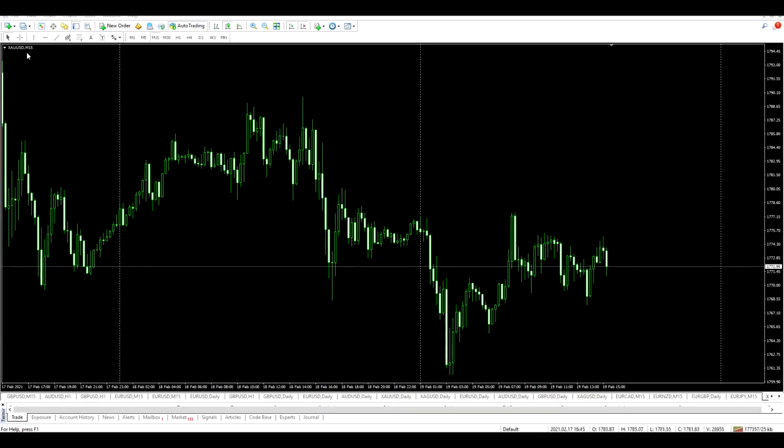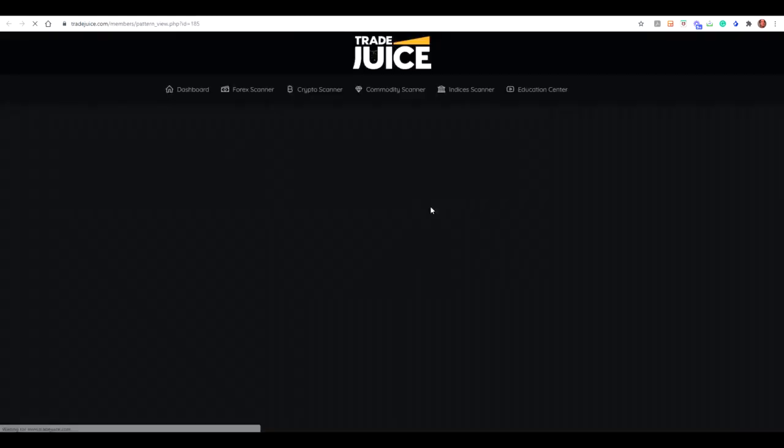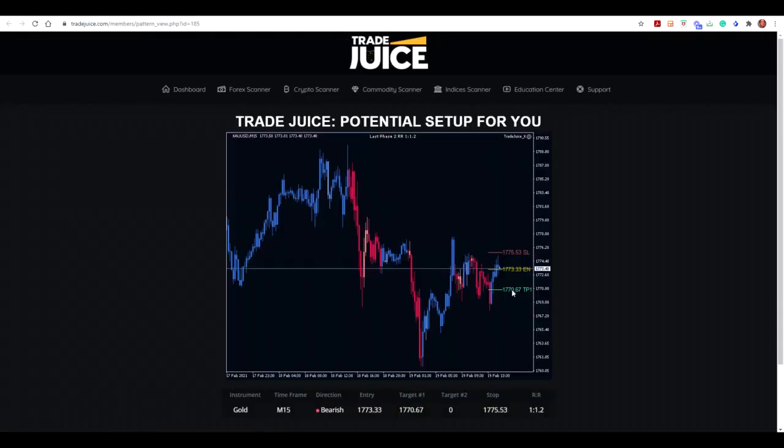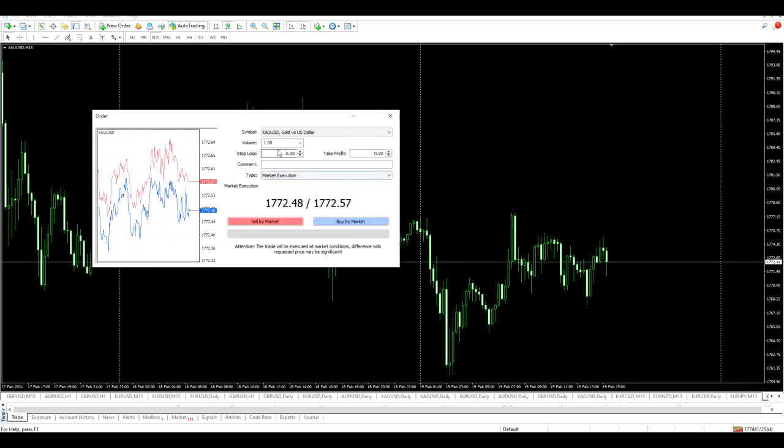Hi guys, I'm on the gold USD 15-minute chart. And the reason I'm on this is because Tradejuice has highlighted this as a potential high probability trade setting up. Now, I do have a chart that I can use for this, and it gives me the entry point, stop loss, and take profit. Now the entry point, just during the time of doing this recording, is actually just here at the moment. So I'm going to enter this trade, and I'm going to quickly set my take profit and my stop loss.